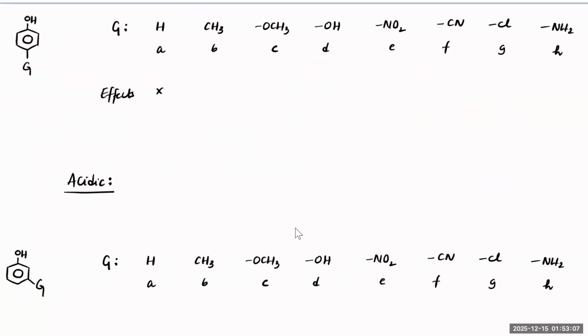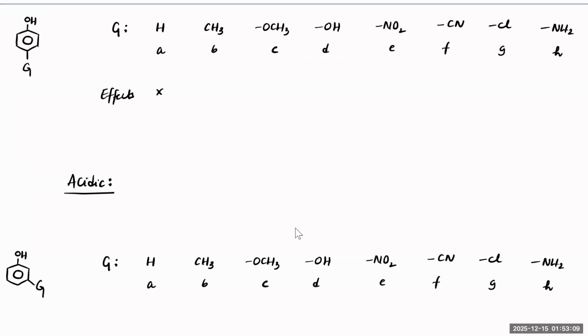And next, what if there are so many groups at the para position? You know that para will offer plus M as well as minus I. See, what are all the effects each group can give? Methyl can give hyperconjugation as well as plus I. OCH3 can give you plus M and minus I. OH also the same, plus M, minus I. NO2 minus M, minus I. This also minus M, minus I. Chloride plus M, minus I. NH3 plus M and minus I.